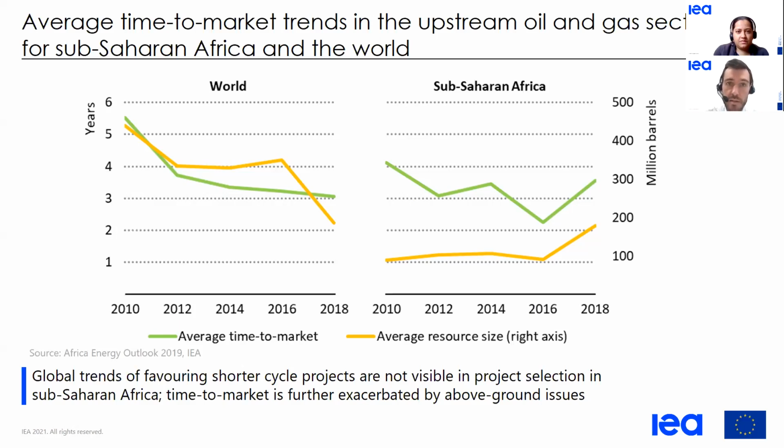One key element to look at is time to market and project size, because we see that increasingly the world tends to develop quick projects with average time to markets decreasing, which means projects which are not too long to be developed, and also projects which are of limited size rather than huge projects.